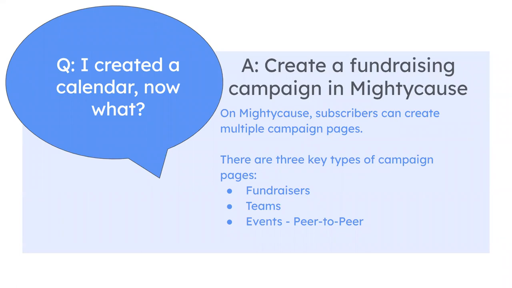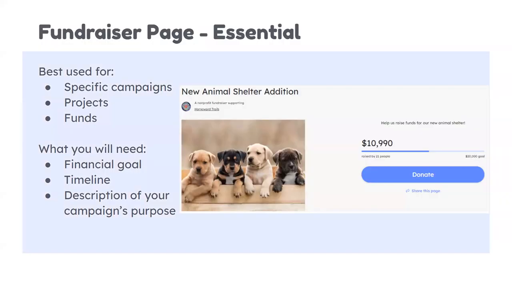We also have three types of key campaign pages. We have fundraisers, teams, and events, or as I like to call it, peer-to-peer. A fundraiser page comes with your essential subscription, and some people, based on how they came to our organization, may have an essential subscription grandfathered in because they came in through a specific giving day, or they were with us years ago, so you already have essential tools.